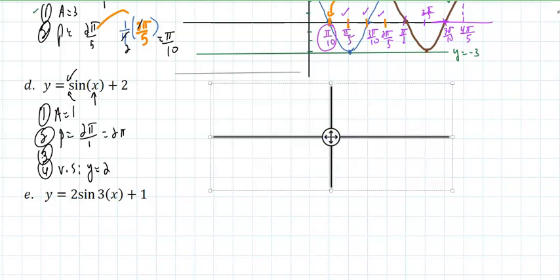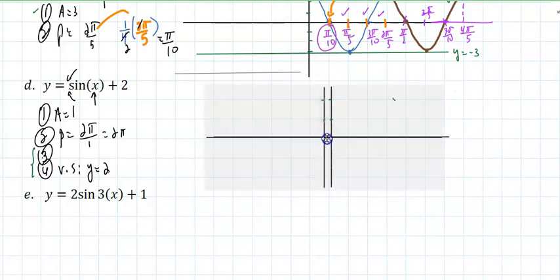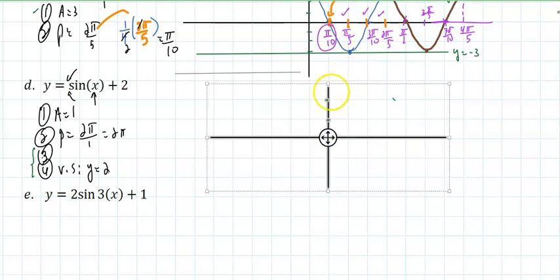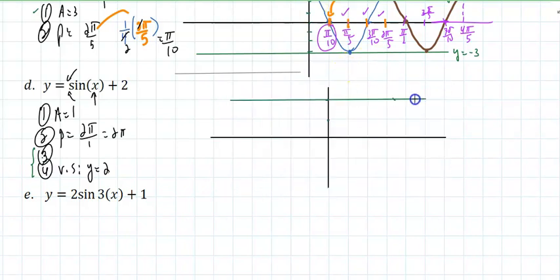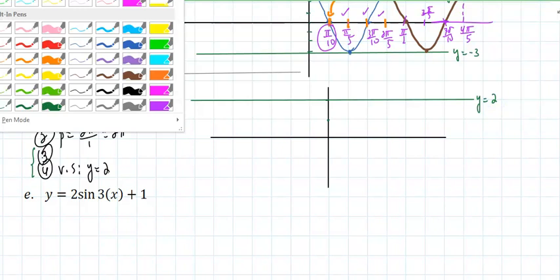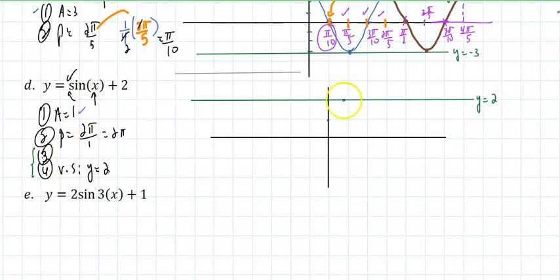So if I am to go to my shifts first, always, I go up to 2. Let's say this is 1, this is 2. Let me just center this really quick. So pretty much this is my new origin. And now from this point that I just mentioned, I move my amplitude. I move 1 unit above and 1 unit below.